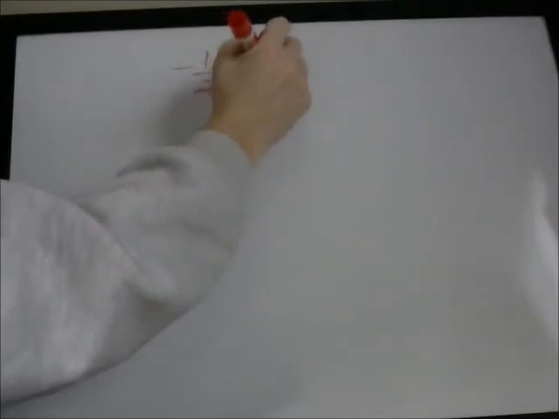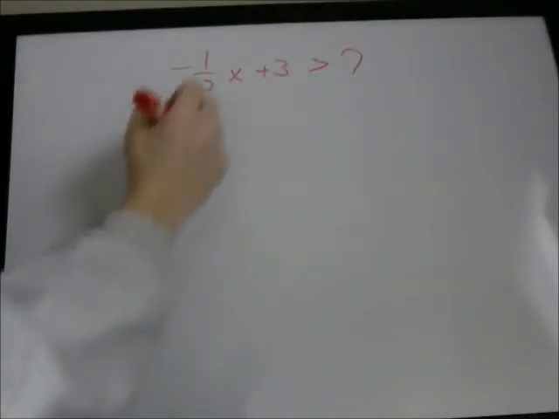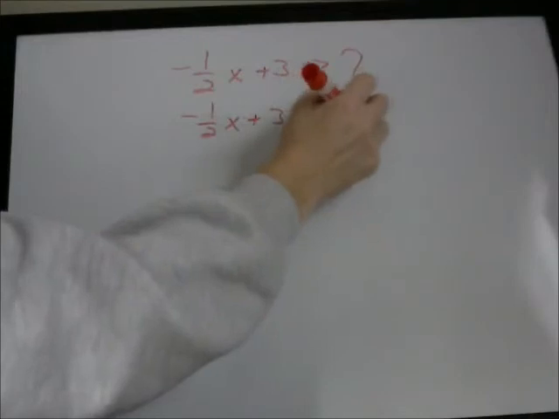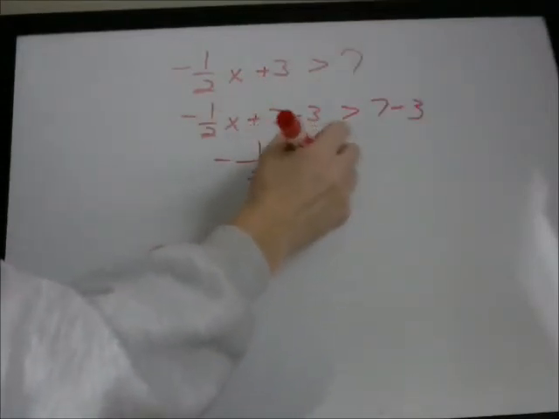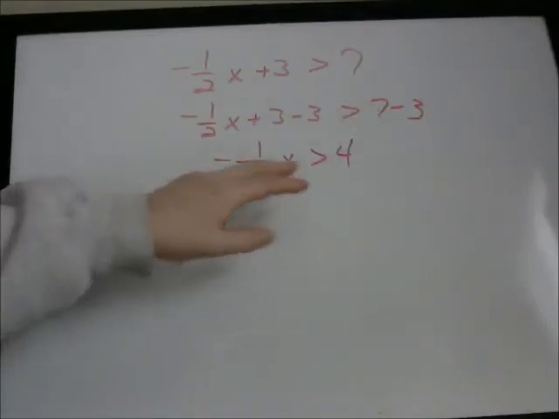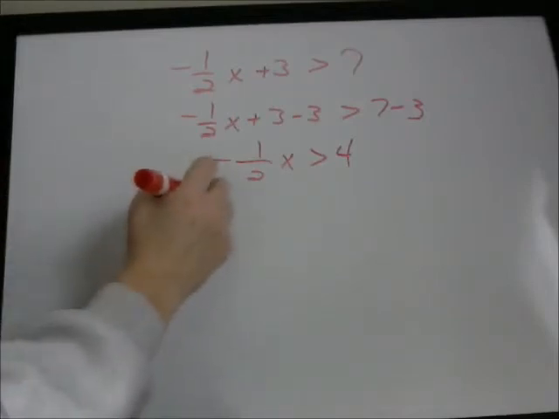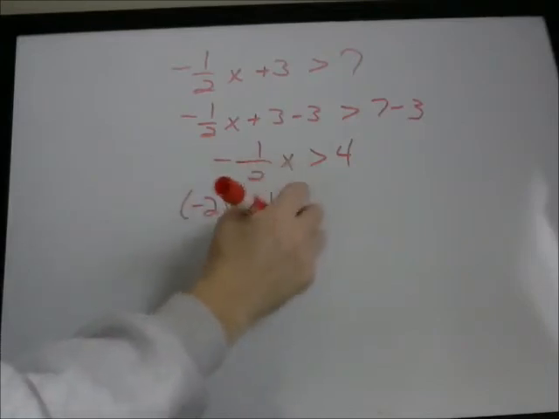So if we have, for example, negative 1/2 x plus 3 is greater than 7, solve for x. Negative 1/2 x plus 3 minus 3 is greater than 7 minus 3. Negative 1/2 x is greater than 4. So now, how do we get x by itself? Well, we're dividing by 2, so to get rid of it, we have to multiply by negative 2, because this is a negative 1/2. So we multiply by negative 2 in order to get rid of that negative 1/2.